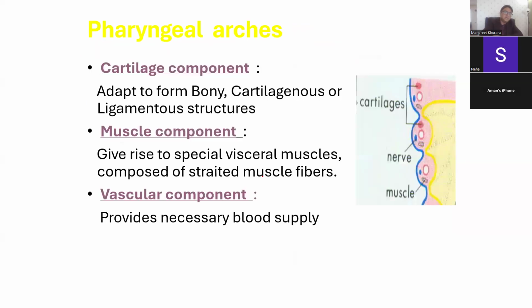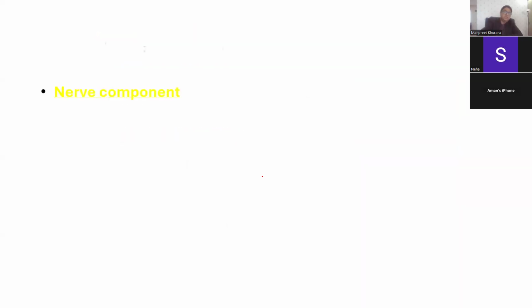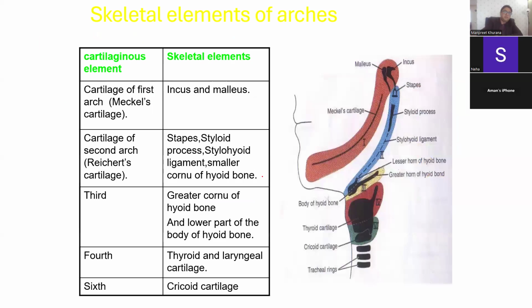Now, every pharyngeal arch has a cartilage component, a muscle component, and a vascular component. We'll read about these. There are also some nerve components. Now, let's see the skeletal elements of the arches. At the end of this discussion, I'll be asking questions on the combined derivatives of all the pharyngeal arches, 1, 2, 3, 4, and 6. So be attentive. What is the name of the cartilage of the first arch?